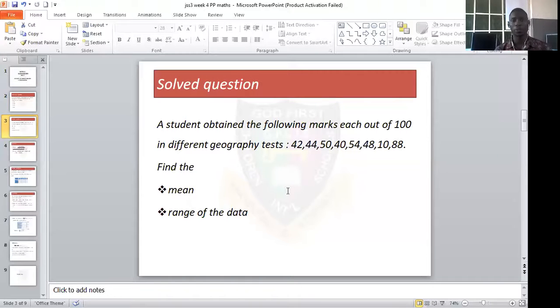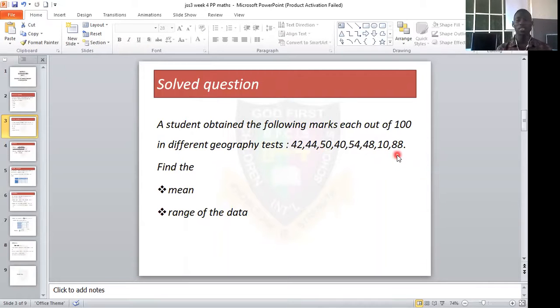A student obtained the following marks, each out of 100, in different geography tests. The geography test is all over 100. So these are the marks of the student who attempted the test. How many are the tests? You say 1, 2, 3, 4, 5, 6, 7, 8. 8 tests attempted, and these are the scores: 42, 44, 50, 40, 54, 48, 10, and 88.